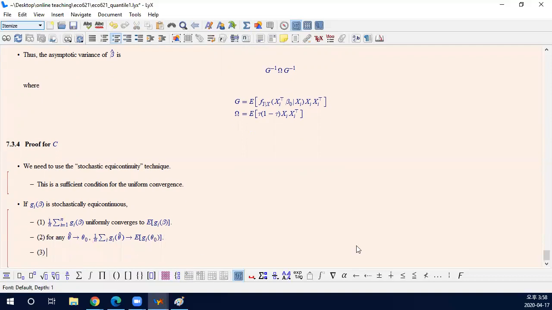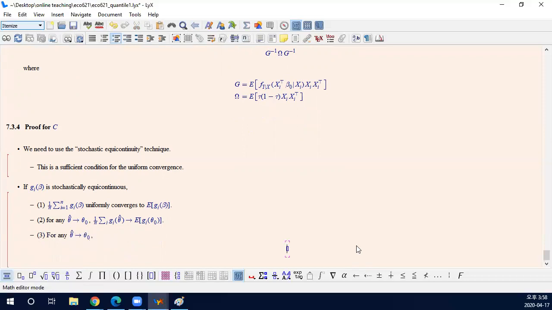And for any convergent sequence, we have, it's more complicated. By the way, I changed the notation from beta to theta. I'm just talking about the general setup, so you may interchange between theta and beta hat, theta zero, beta zero.